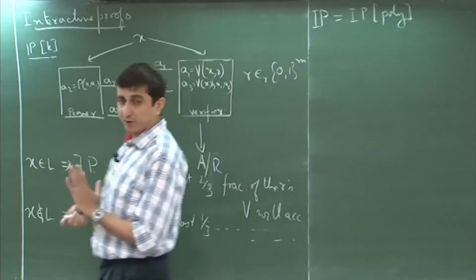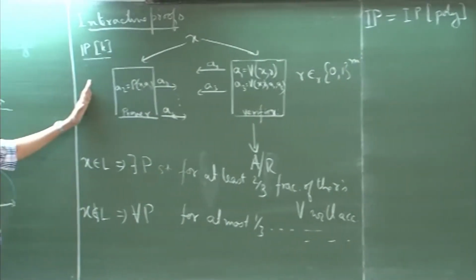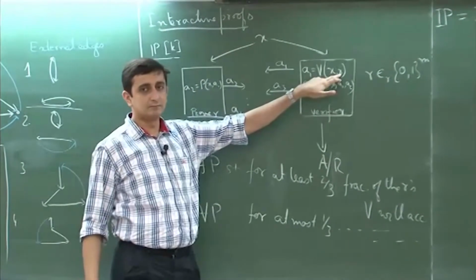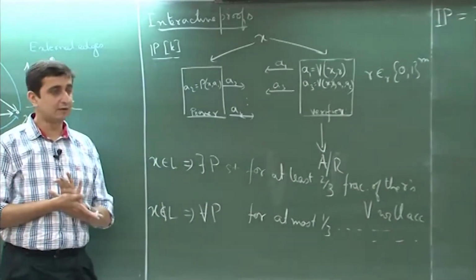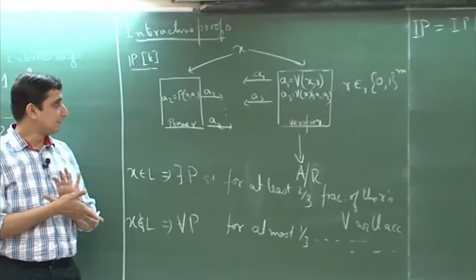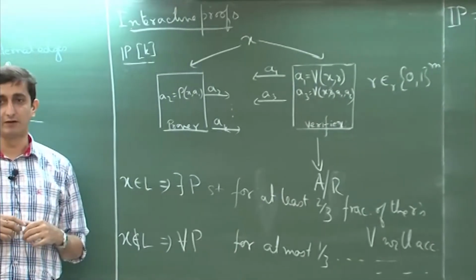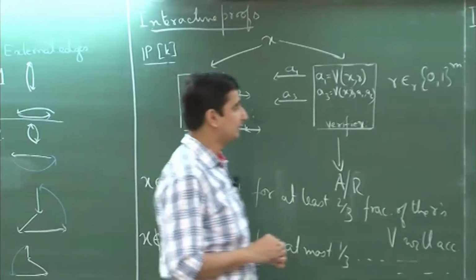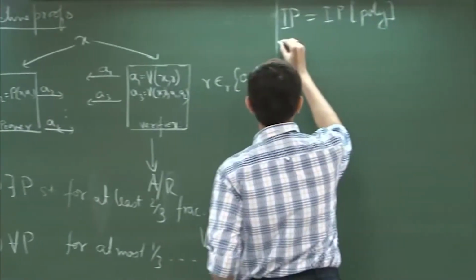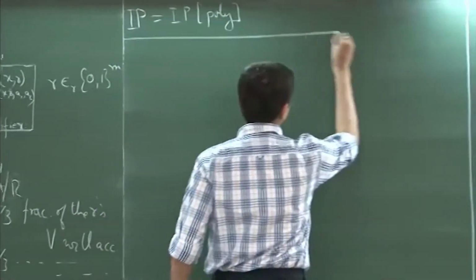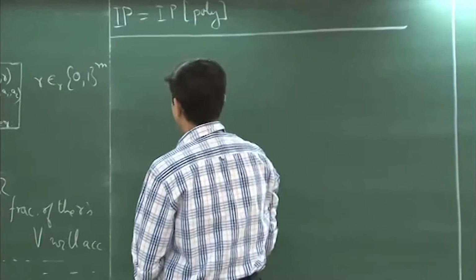So, the crucial point here is that the prover does not have access to r. In other words, whatever coin tosses are conducted by the verifier remain hidden from the prover. Okay. So, we will soon see why it is so important. So, let us look at an example.